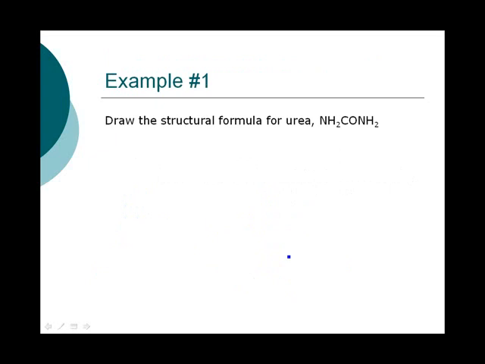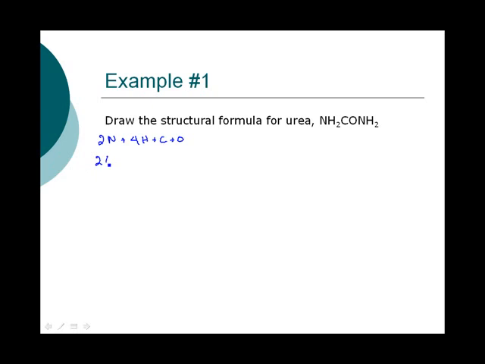We can even get bigger molecules. Here's a chemical formula for urea. And for bigger molecules, it isn't that much different. We're going to start with our electron count. So we have 2 nitrogens plus 4 hydrogens plus a carbon plus an oxygen.